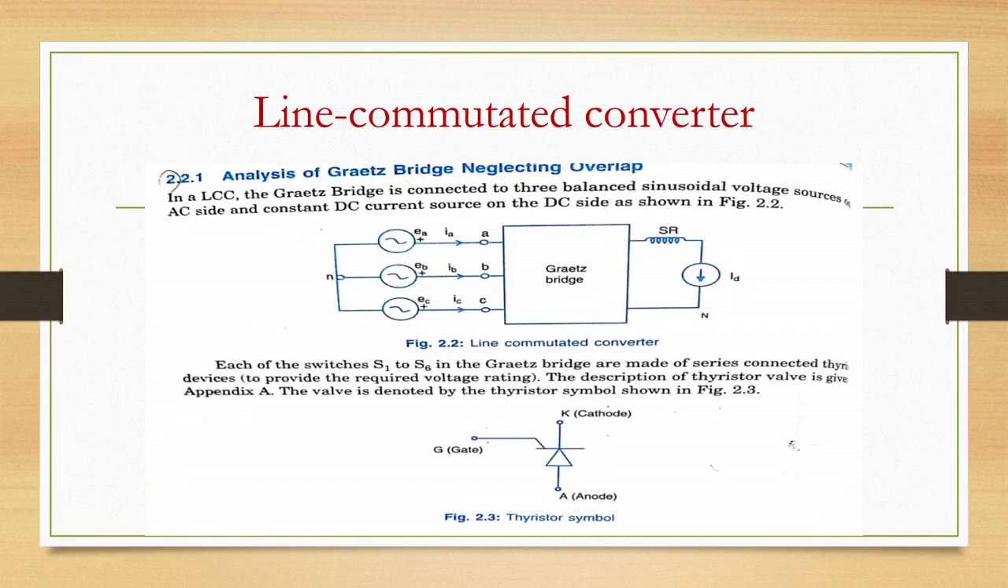In a line commutated converter, the Graetz bridge is connected to three balanced sinusoidal voltage sources on the AC side and a constant DC current source on the DC side, as shown in the figure. Each of the switches S1 to S6 in the Graetz bridge is made up of series connected thyristor devices to provide the required voltage rating. A valve is denoted by the thyristor symbol as shown in the figure.